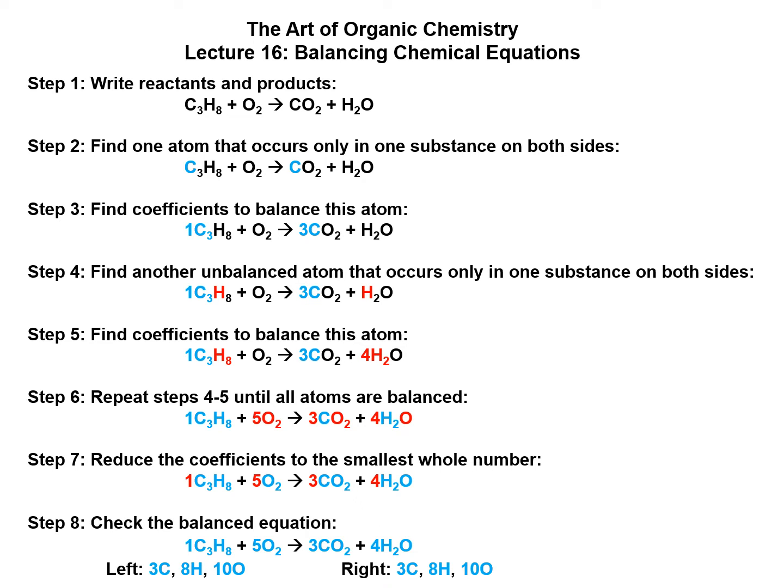So then we check the equation to make sure it's balanced. 1 propane molecule plus 5 oxygen molecules equals 3 carbon dioxide molecules plus 4 water molecules. We have 3 carbons on the left, 3 carbons on the right. We have 8 hydrogens on the left. We have 8 hydrogens on the right. We have 10 oxygens on the left, and we have 10 oxygens on the right. So that's a systematic approach to balancing chemical equations.